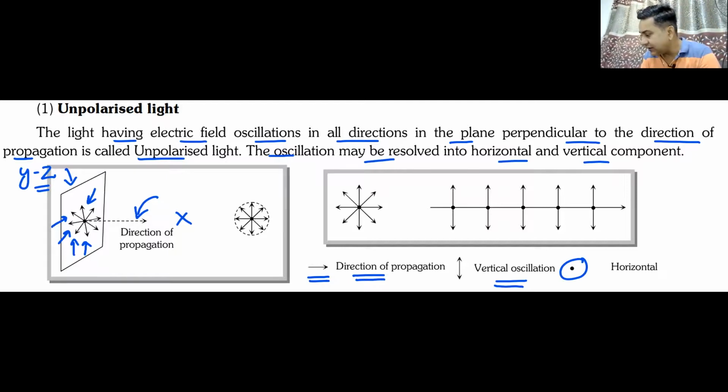All these three are perpendicular. That means your light is moving like this, propagation is like this, your vertical component is like this of electric field, and your horizontal component is like this. Do we understand this?